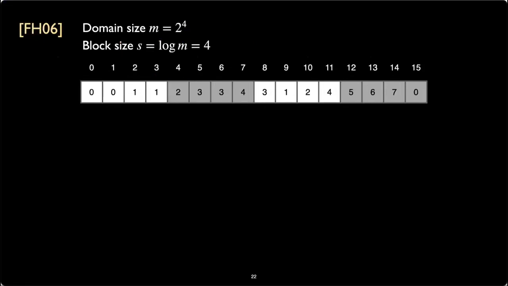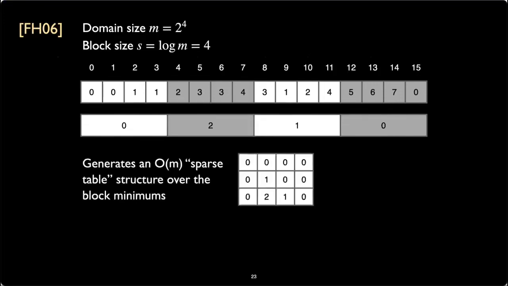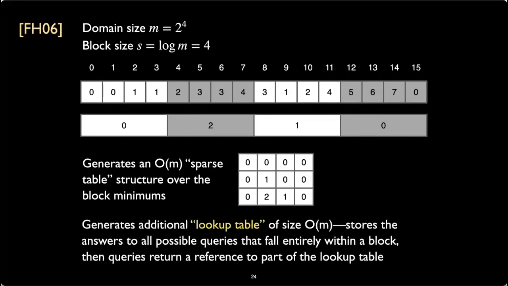Our linear min scheme is based off an existing scheme from a 2006 paper by Fischer and Heun. We don't have time to get into all the details of this scheme, but just to give you a high level of how this works, given a particular database, in this case, a database with domain size 16, you split up the database into blocks of size log m, and then you generate a sparse table structure over the minimums of each of these blocks, basically a structure that allows you to answer all range minimum queries that span entire blocks. And then to answer queries that fall entirely within a particular block, you generate an additional lookup table that stores the answer to all possible queries that fall within a block. Then queries return a reference to part of the lookup table in a second round access.